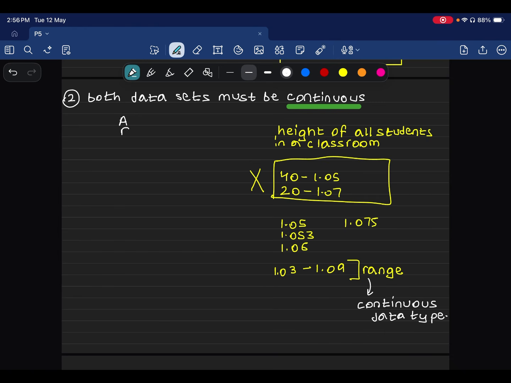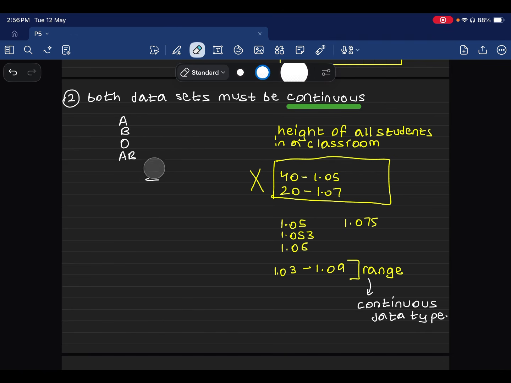Blood group A, blood group B, blood group O, blood group AB. Can someone have a blood group of ABC? Of course not. Can someone have a blood group which is between A and B? Of course not. Can someone have a blood group of Z? No. It's only one out of four options. We are not dealing with a range. We are dealing with specific categories.